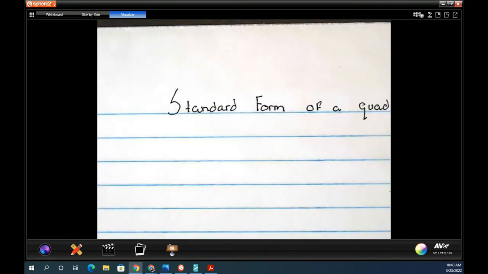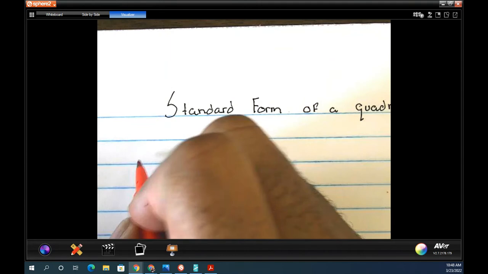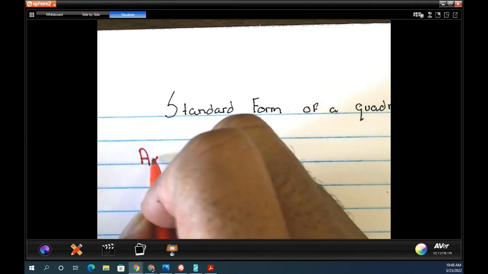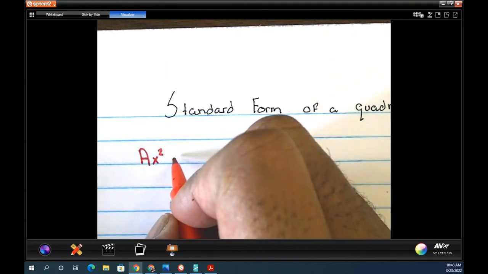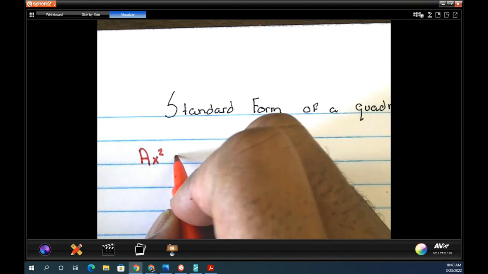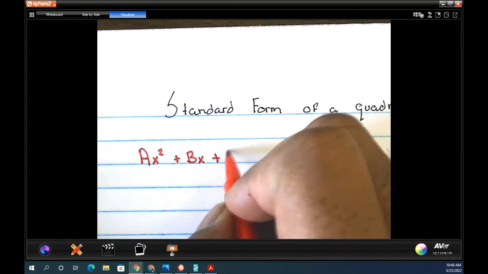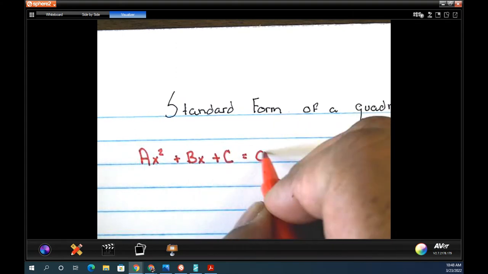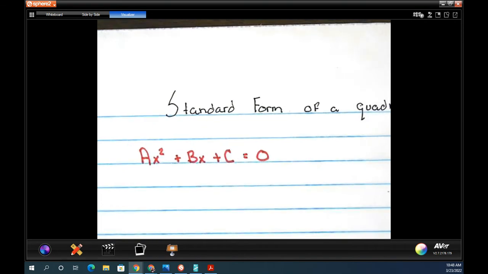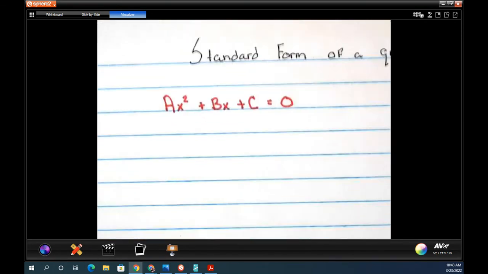Here's your standard form. It is ax squared plus bx plus c is equal to 0. Now, it's quadratic because x is to the second power. Now, let's talk about a. A does this, and you got to know this.